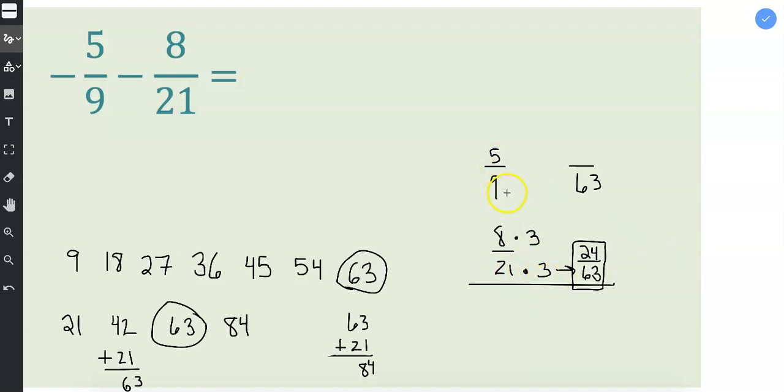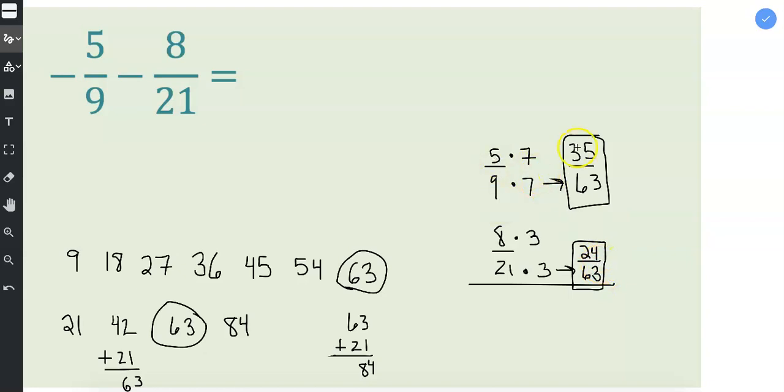Let's go up to the 5/9. 9 times what gives you 63? Well, if you don't know, we wrote it out. 1, 2, 3, 4, 5, 6, 7 9s gives us 63. So if I multiplied 9 by 7, I also need to multiply 5 by 7, and I get a numerator of 35. And then we have the task of replacing the 5/9 and the 8/21 with our new fractions.